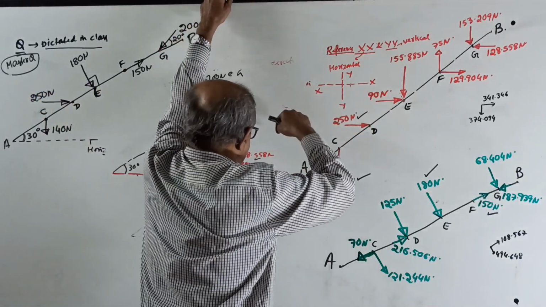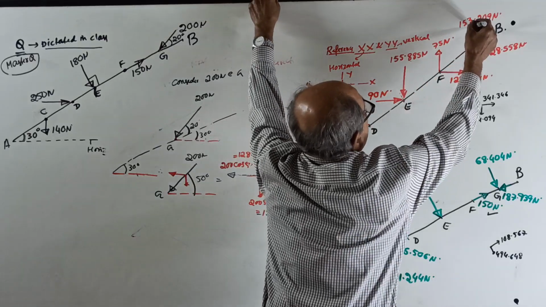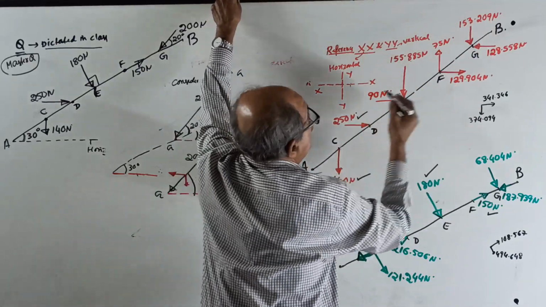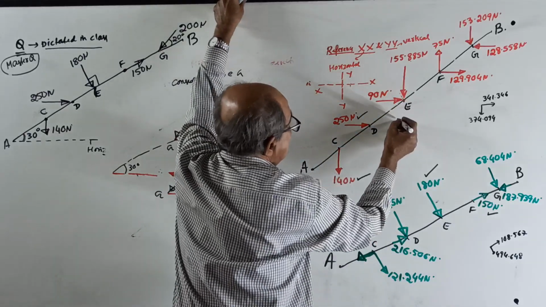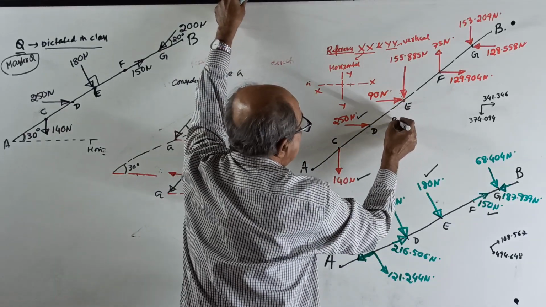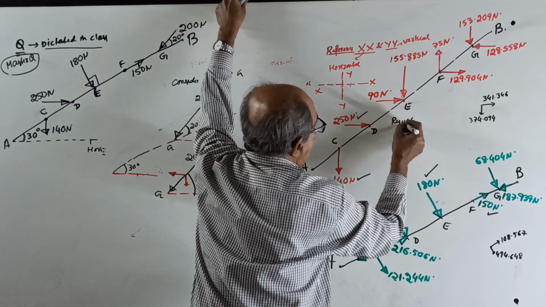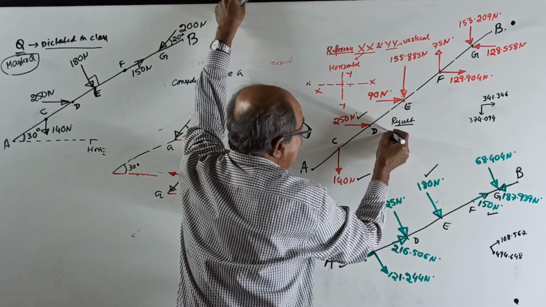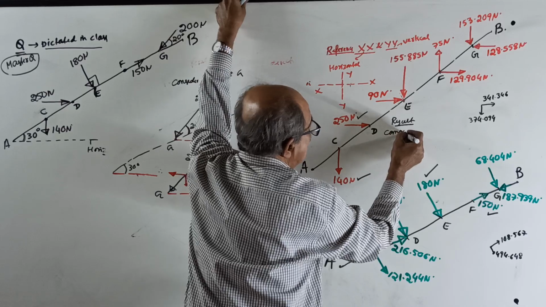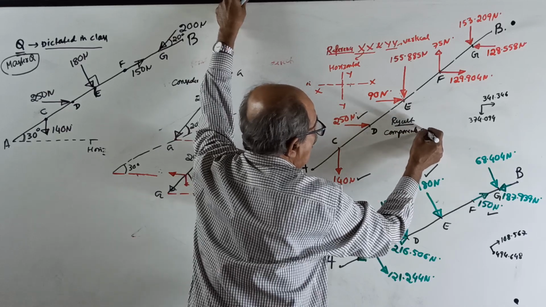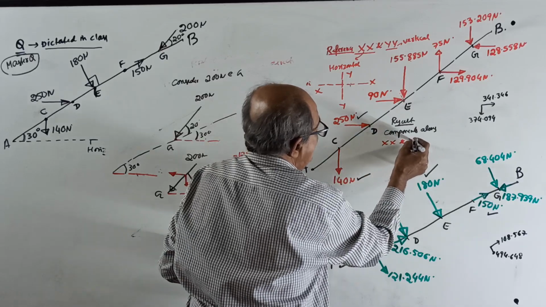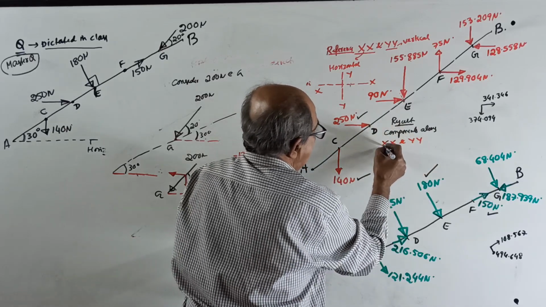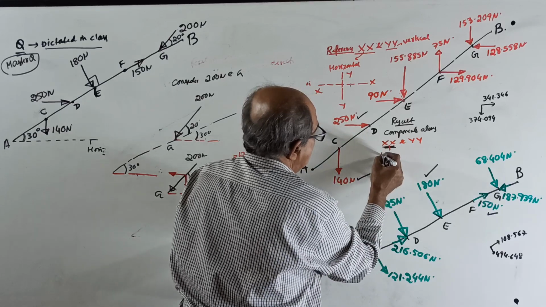Therefore, this 200 Newton force I replace by these two forces: down 153.209 and left side 128.558. This is the result. These are the components along xx and yy, where xx is horizontal.